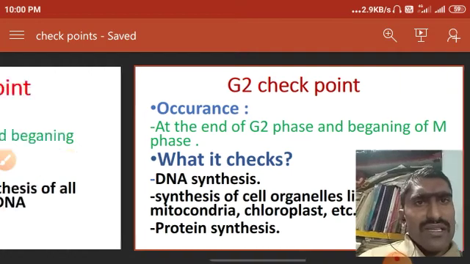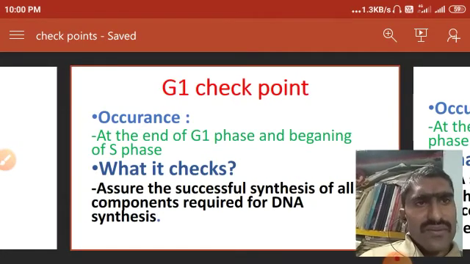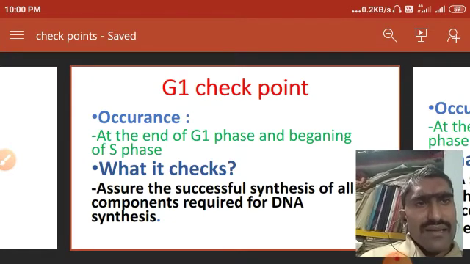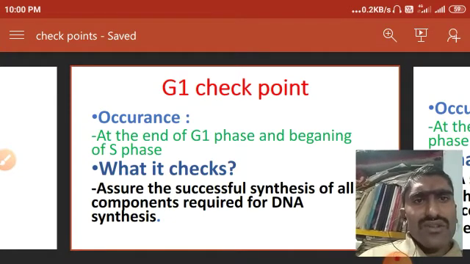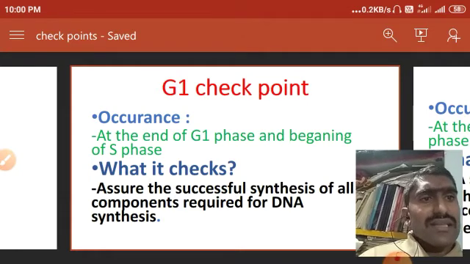One more thing I missed telling you: during the G1 checkpoint, for the synthesis of DNA we require enzymes, proteins, and RNA molecules. If any compound among these is missing, at that time the cell will block cell division there.